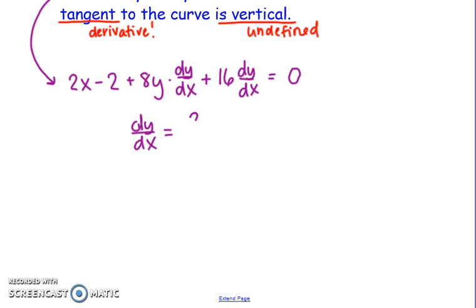So I'm going to have added the 2 to the other side and subtracted the 2x, and I will have divided by 8y plus 16. Think about that for a second and make sure that all of that is sitting okay with you. Still good? All right. So all of this then can be simplified a little bit if you want to.